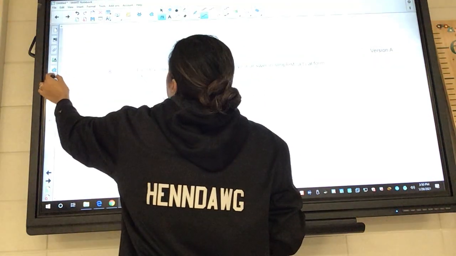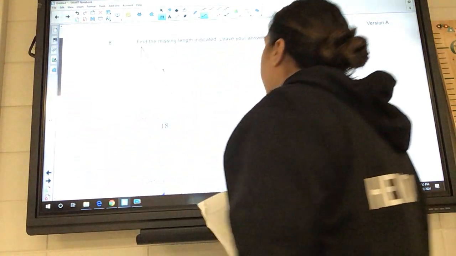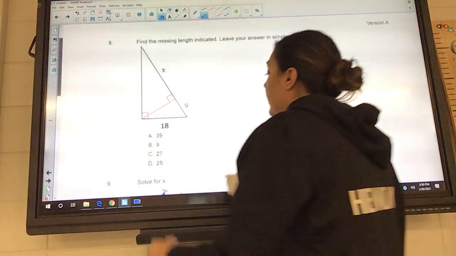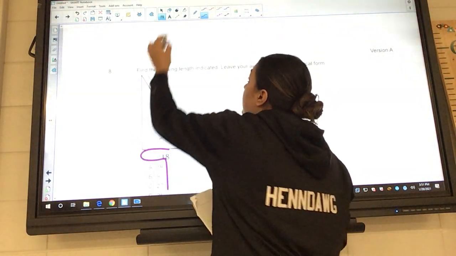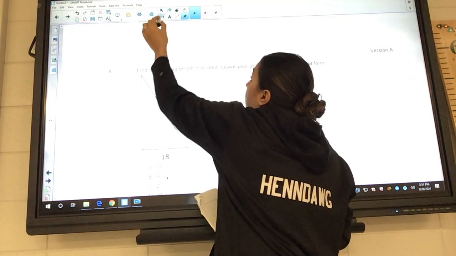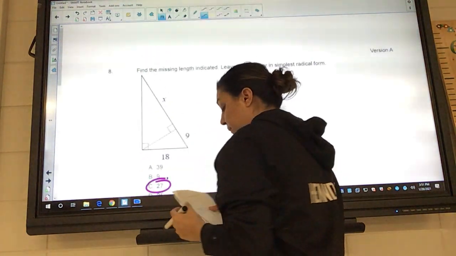Eight. Okay, 8 says find the missing length of the angle. This is one just like what we were doing. Okay, we're not going to do it. It's going to be C, 27. My board's tweaking out. C, 27.